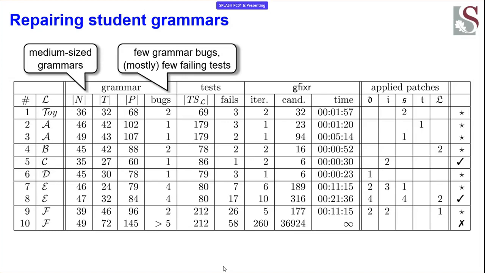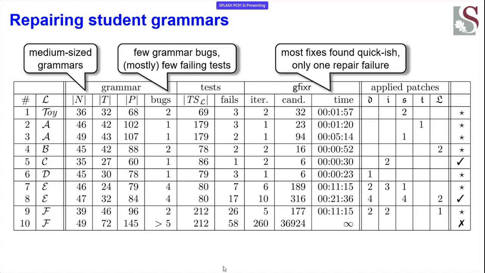So these are almost correct grammars. The students pretty much got it right, but a few corner cases, they got it wrong. And we can use our tool now to fix these automatically. Mostly, we find fixes. Mostly, we find them relatively quickly. It takes between a minute and 20 minutes. One example, we failed to find a fix. That grammar was just broken beyond repair.